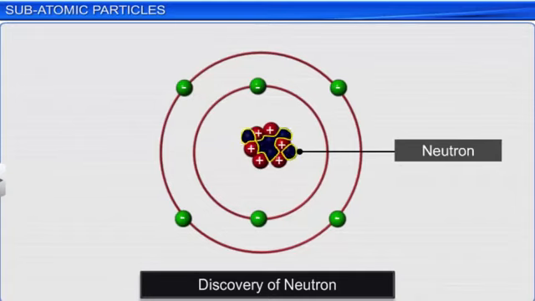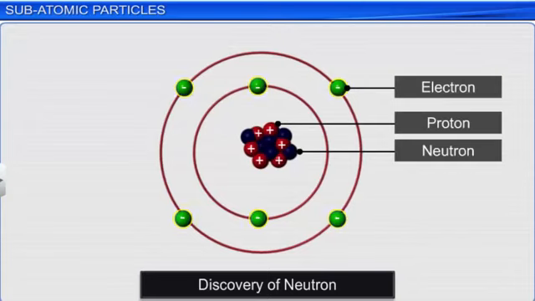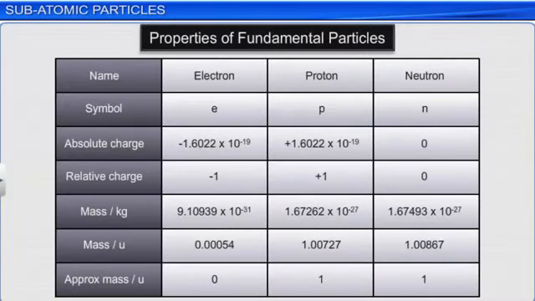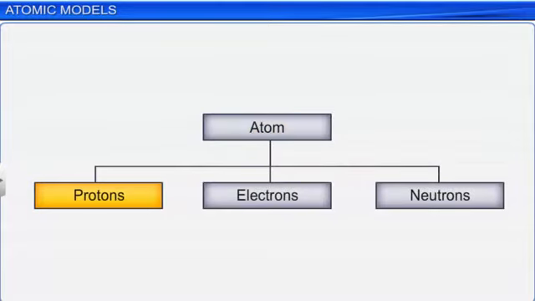After all the subatomic particles were discovered, it was concluded that an atom is made up of protons, or positively charged particles, electrons, or negatively charged particles, and neutrons, which are neutral particles. The table here summarizes the properties of these fundamental particles. Through various experiments, it was established that an atom consists of subatomic particles such as protons, electrons, and neutrons.